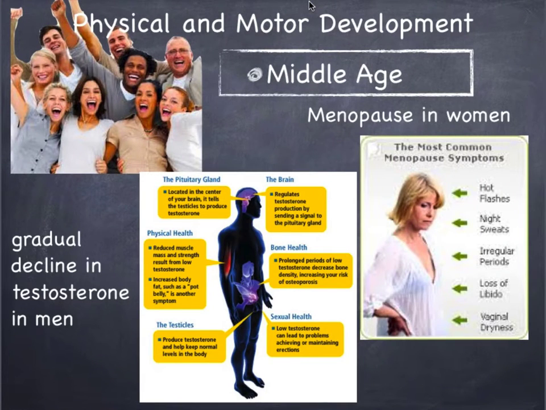If we carry this on and go past adolescence into middle age, we see that there's a gradual decline in testosterone for men. And you'll find in that graphic some of the implications of what starts to change, both in terms of the pituitary gland, the brain, the physical health, bone health, the testes, and sexual health. And then in menopause in women, you find that there are changes that occur there that are a part of normal development as we age and grow older.